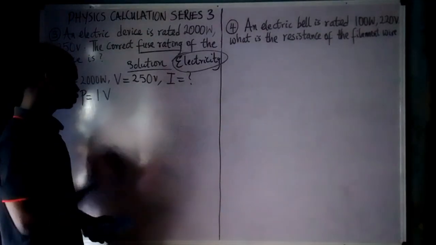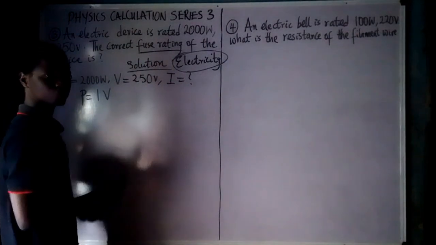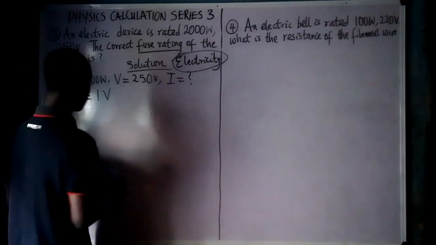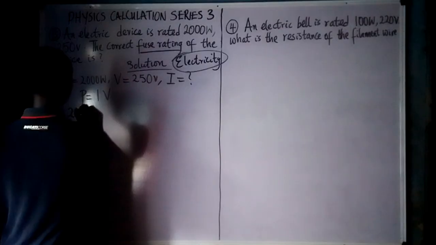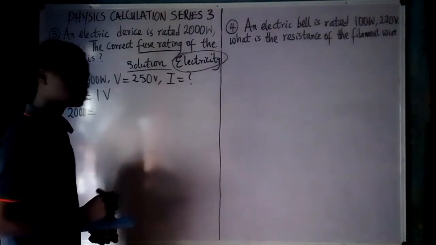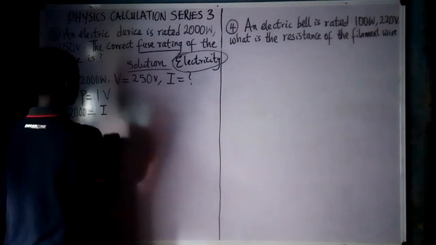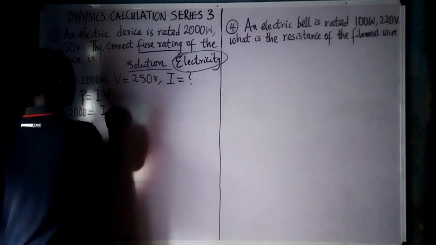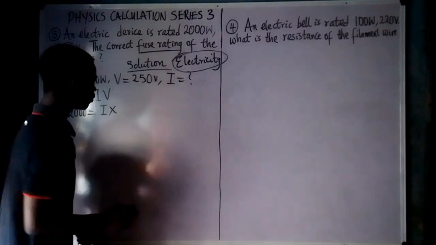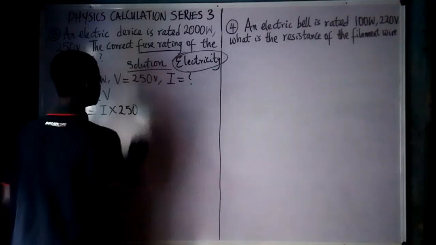Now, what do we do? The basic thing to do is to substitute all these into this formula. So we say in place of P, what do we put? 2000, is it not? So we say 2000 is equals to, in place of I, do we have any value to put for it? No. So we leave it as I. Now, times, in place of potential difference, what value do we have for it? They said it's 250 volts.